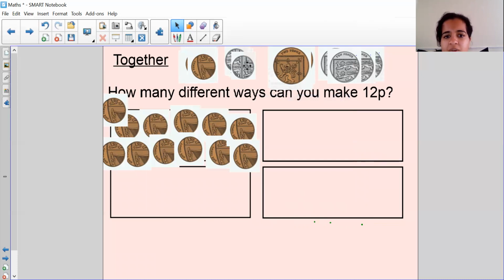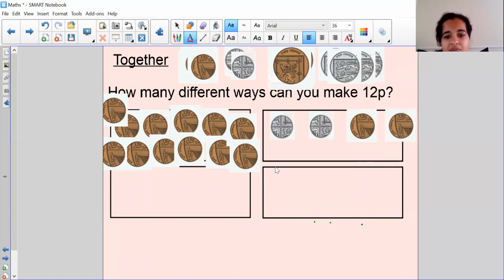So I could have a 5 and a 5. Who knows what 5 plus 5 is? Hopefully you said 10. And then I could have an 11, and I could have 12. So my number sentence would be 5p plus 5p. 5 plus 5 is 10, plus a 1 gives me 11, plus another 1 gives me 12.